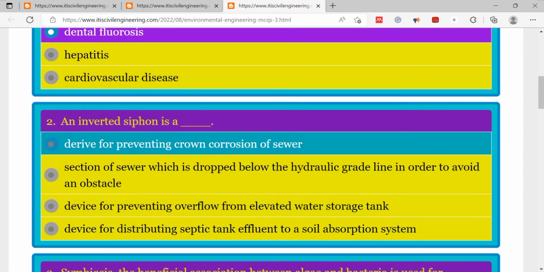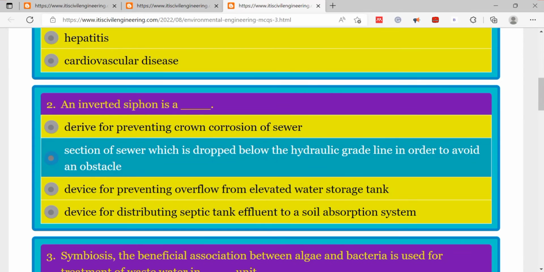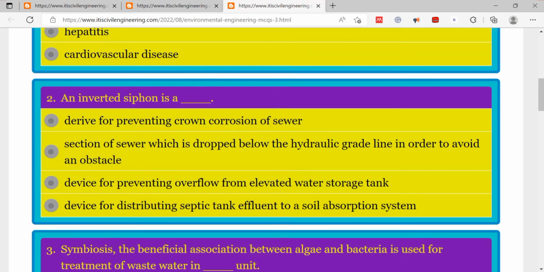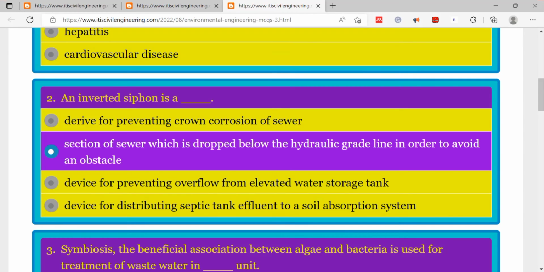An inverted siphon is a dash. An inverted siphon is a section of sewer which is dropped below the hydraulic grade line in order to avoid an obstacle. Again, I'll repeat that it is a section of sewer which is dropped below the hydraulic grade line in order to avoid an obstacle.